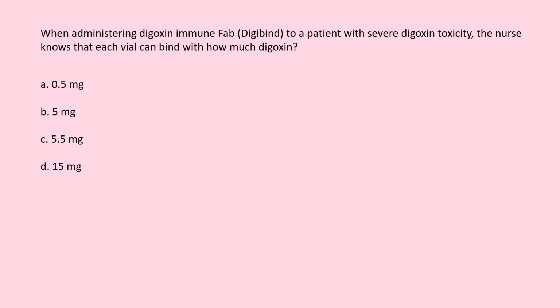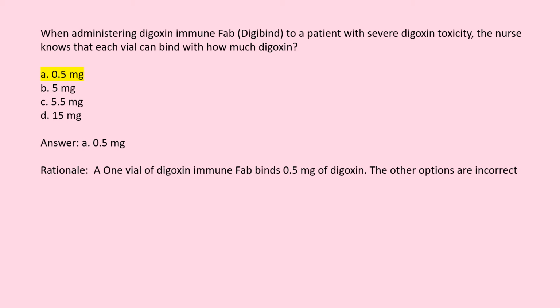Administering digoxin immune Fab, Digibind, to a patient with severe digoxin toxicity, the nurse knows that each vial can bind with how much digoxin? A. 0.5 mg. B. 5 mg. C. 5.5 mg. D. 15 mg. Answer: A. 0.5 mg. Rationale: one vial of digoxin immune Fab binds 0.5 mg of digoxin. The other options are incorrect.